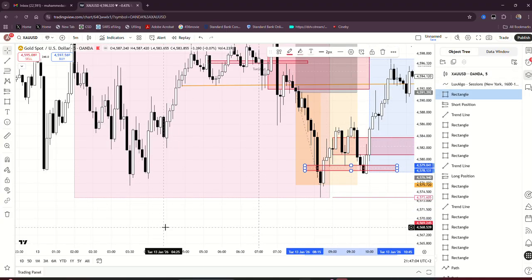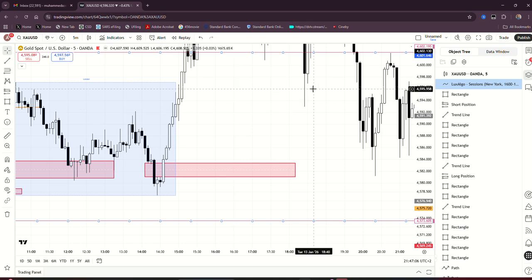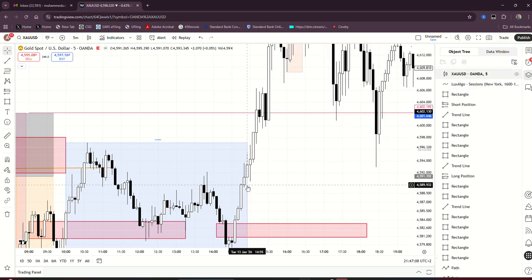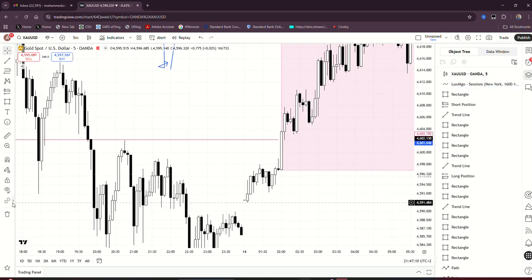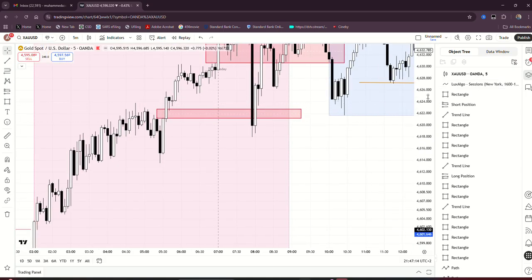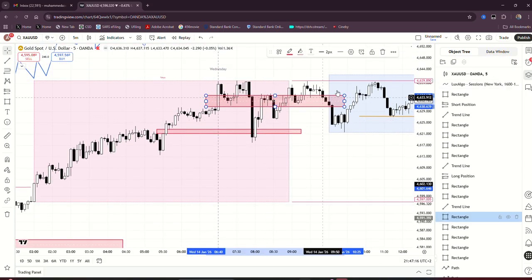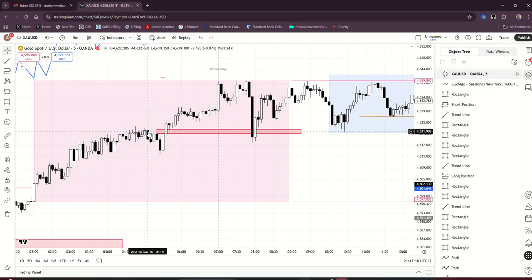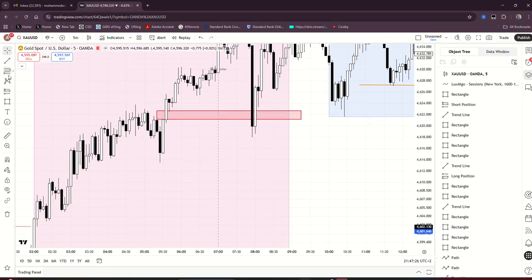Okay, so let's look at the Wednesday. Let's see how Wednesday played out. There were plenty of trades if you use the chart that I'm showing you guys. On Wednesday, we can see we're clearly bullish. Let's delete this. And of course, all of this is done on the 5-minute time frame.